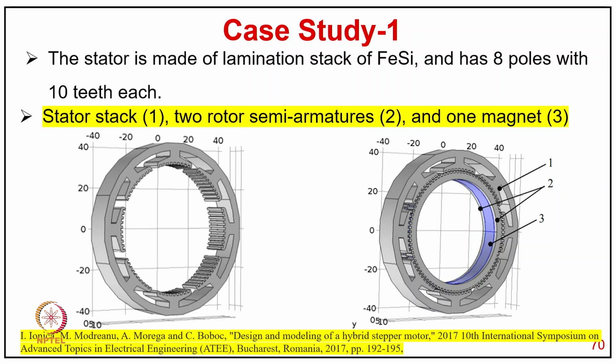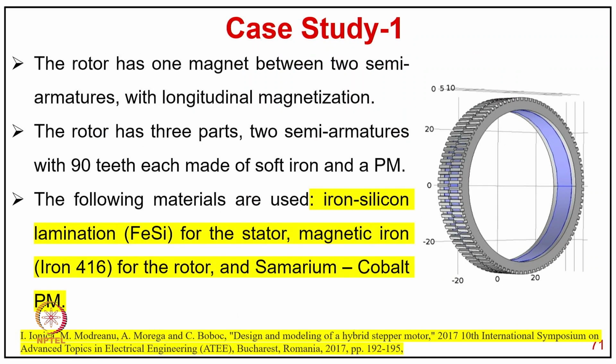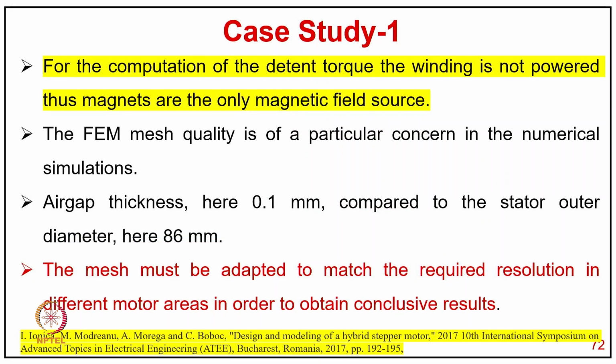As you can see in the figure, this is how it typically looks, with the dimensions. The rotor has 1 magnet between the 2 semi armatures, with longitudinal magnetization. The rotor has 3 parts: 2 semi armatures with 90-degree teeth, each made of soft iron, and the PM. The following materials are used: iron silicon lamination FeSi for the stator, magnetic iron 416 for the rotor, and samarium cobalt PM. For the computation of the detent torque, the winding is not powered, thus the magnets are the only magnetic field source.